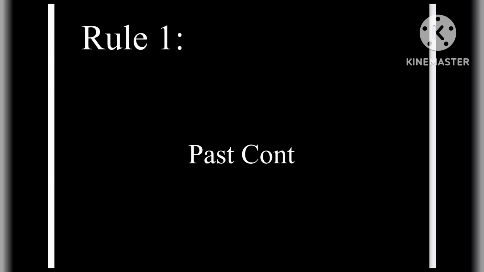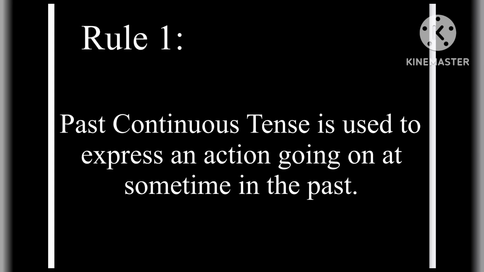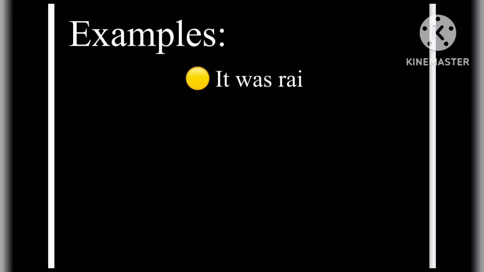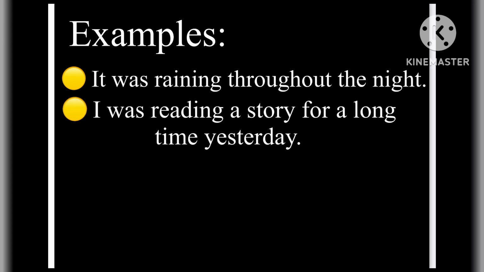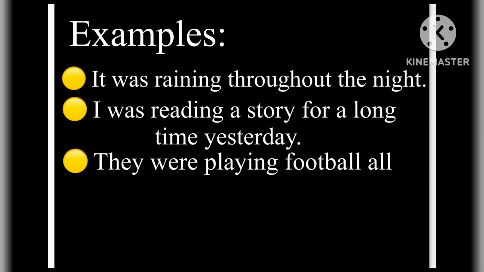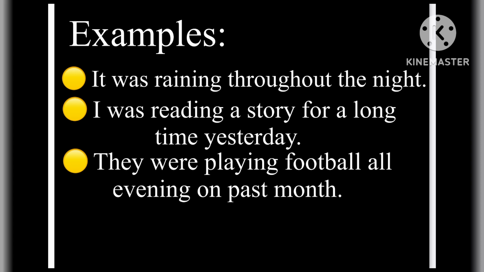Rule number 1. Past continuous tense is used to express an action going on at some time in the past. Examples: It was raining throughout the night. I was reading a story for a long time yesterday. They were playing football all evening last month.